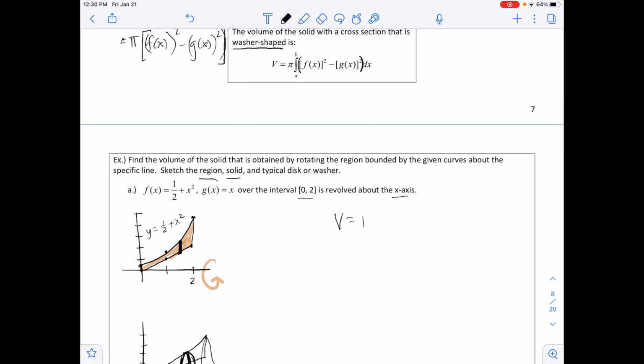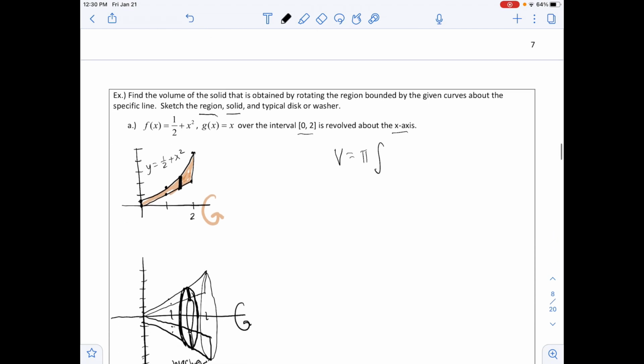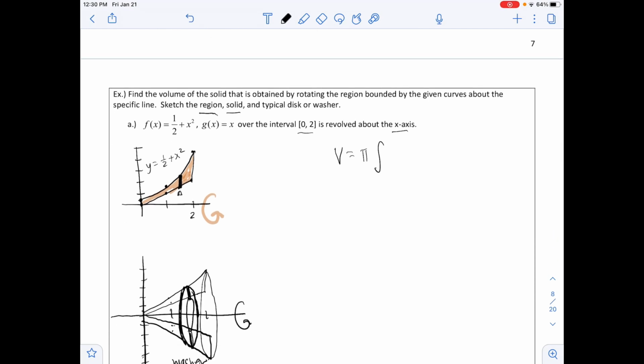I'm going to start off with pi, and then we're going to be integrating from a to b, and since we're integrating with respect to x, since we have a delta x on here, we're going to put the x values we would be integrating from, which go from 0 to 2. And so that outside radius is going to be 1/2 plus x squared, and then we square that, minus the radius that we have from the inside function, and the radius from the inside function is y equals x. And so we're going to take our radius, which is x, and square that.